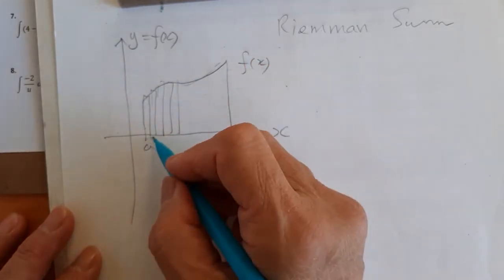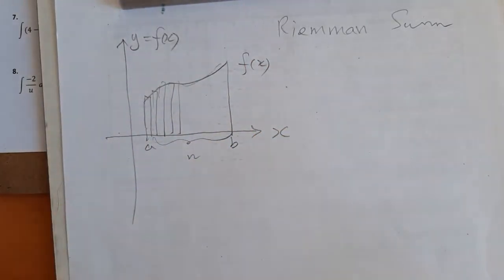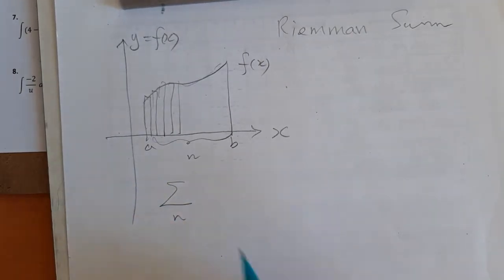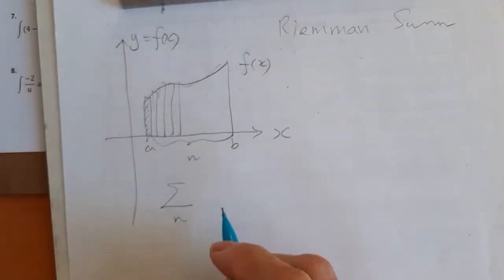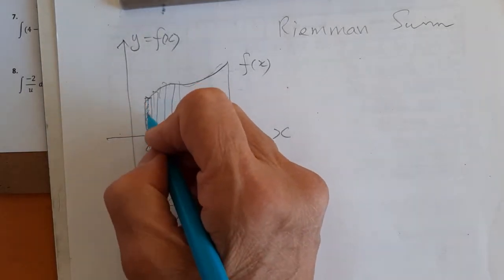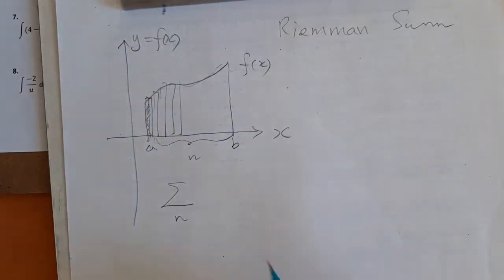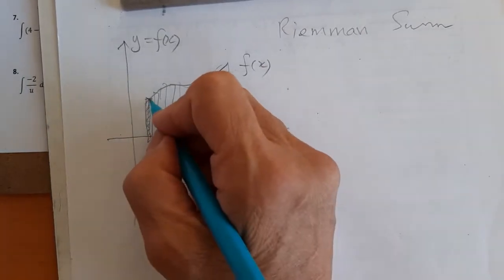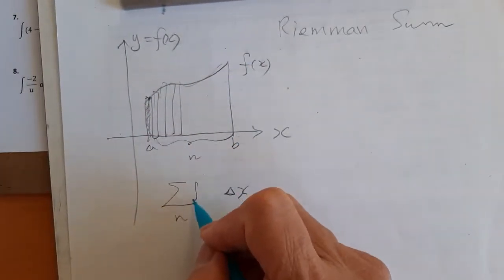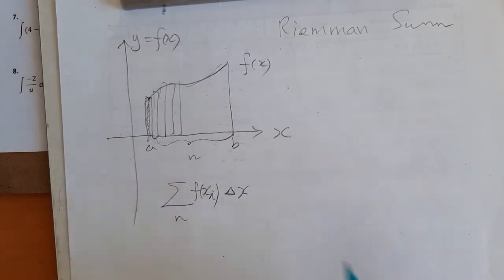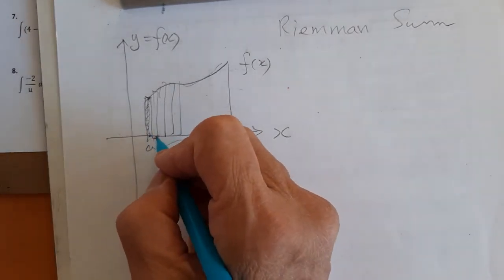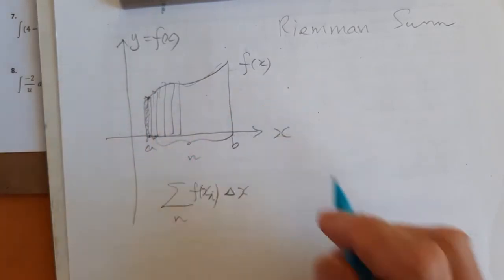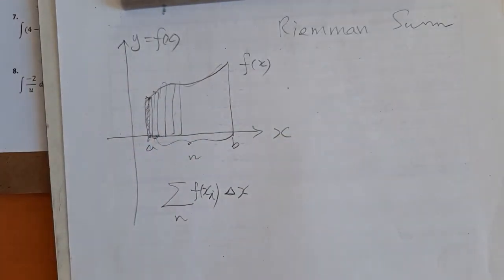From a to b, partition into n equal subintervals. Those subintervals add together, the area is this area, the base times the height. Each base we call delta x, and times the height at this point, f of x_i. Like this is x1, if I use the midpoint for each subinterval.